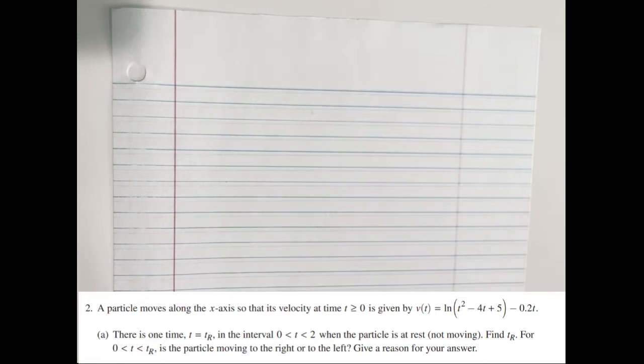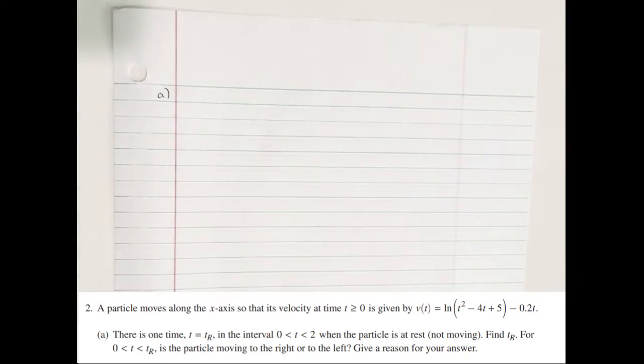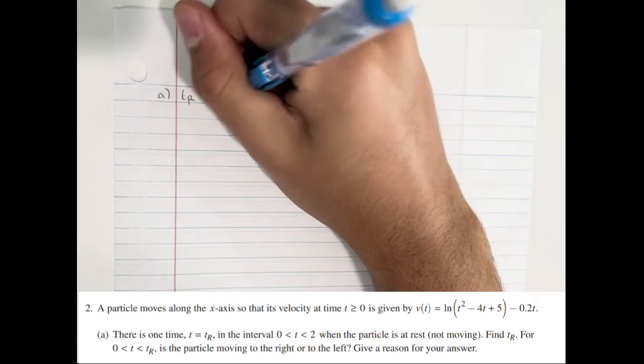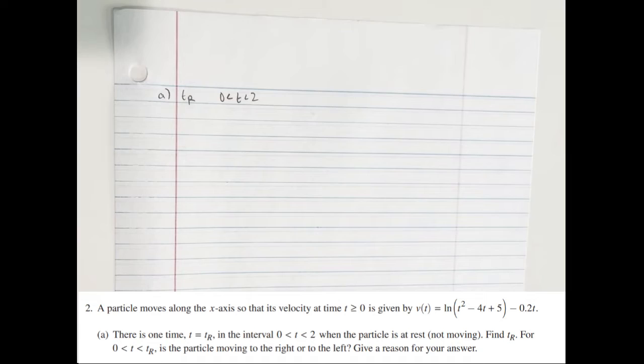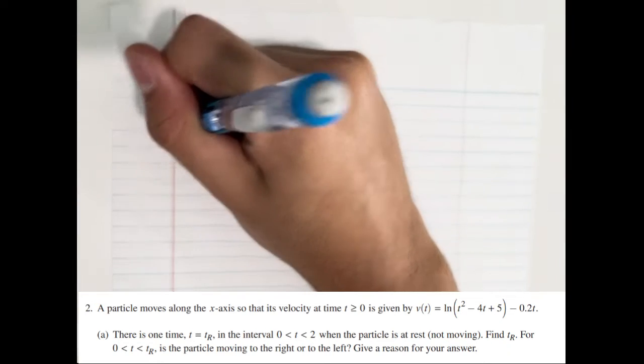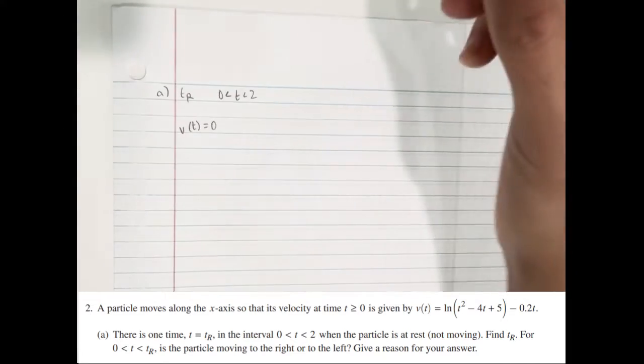is a question about particle motion, and a particle moves along the x-axis so that its velocity at time t greater than 0 is given by v of t equals that function. So there was one time for A, there was one time t equals t sub r on the interval where 0 less than t less than 2, where the particle is at rest. Find t sub r, and for 0 less than t less than t sub r is the particle moving to the right or the left? Okay, so for the particle being at rest, v of t needs to be 0.